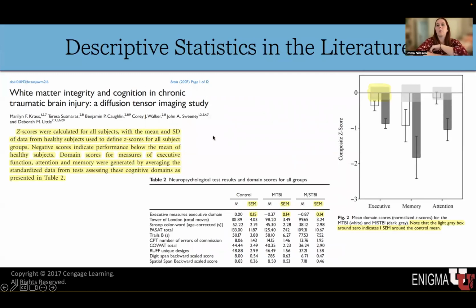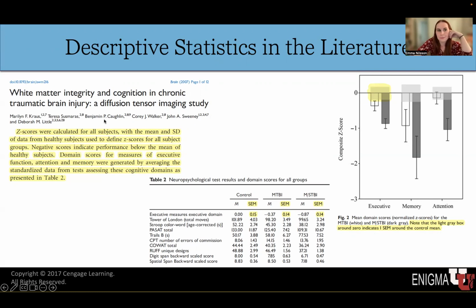And here's how we report some of these descriptive statistics in literature in a paper. Oftentimes you'll see it represented in a table here with your mean and your standard error for each of these samples. Same thing, just in a bar graph here. This is a very common addition to a bar graph in literature. They say, note that the light gray box around the 0, this thing here, indicates 1 standard error of the mean around the control mean.